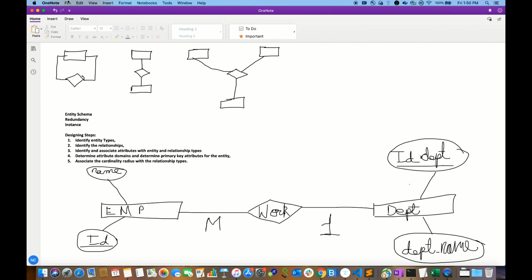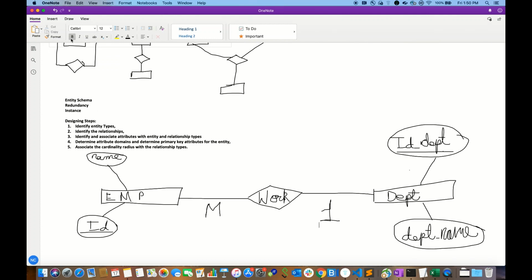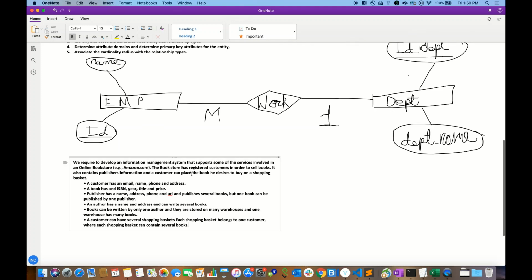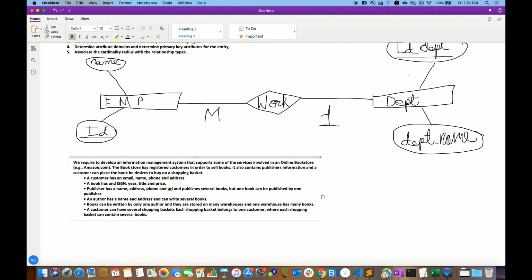And now I am going to design the Amazon bookstore or the online bookstore which we described before. That is pretty interesting stuff. So basically this is the description of the design that we are going to implement.